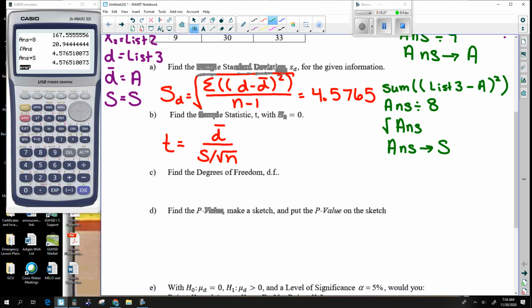All right, so this is going to be D bar, which is the letter A, it's our average, divided by, and here's where I have to put my own parentheses, S, which is S, divided by the square root of N, which in this case is the number 9, so the square root of 9. And that will be our letter T. There's no need to save that into your calculator or anything.